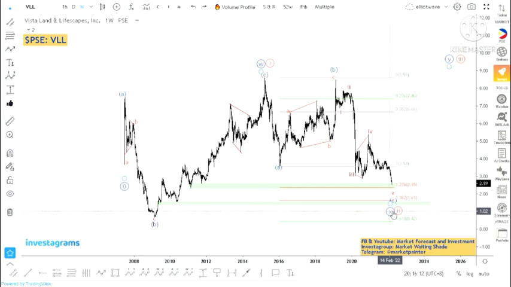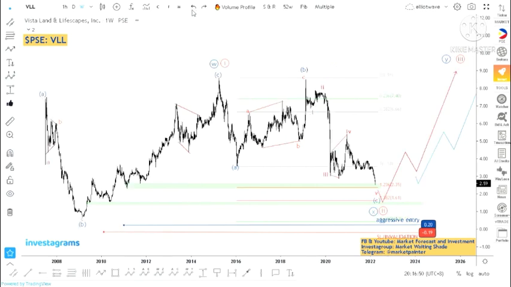As an alternative count, we are also labeling this move as wave 1, which was then corrected with a wave 2. These are both scenarios on our alternative counts. The first impulse can be considered as the wave W, or it can be a wave 1 of a multi-phase, and this big correction wave X can also be considered as a wave 2.